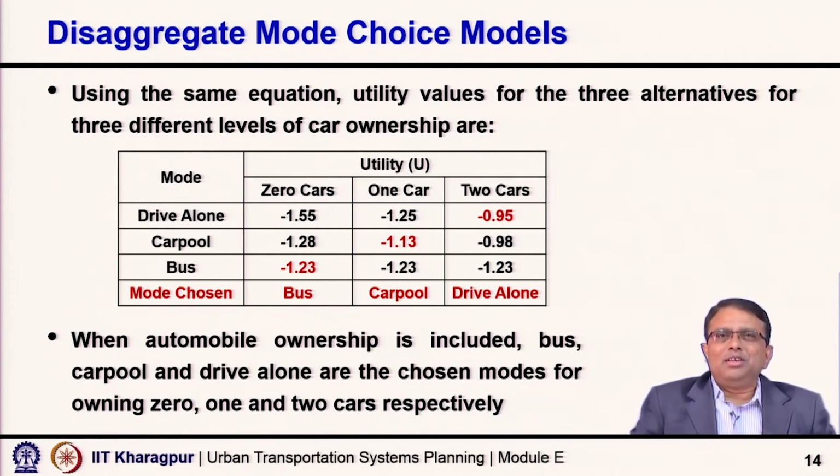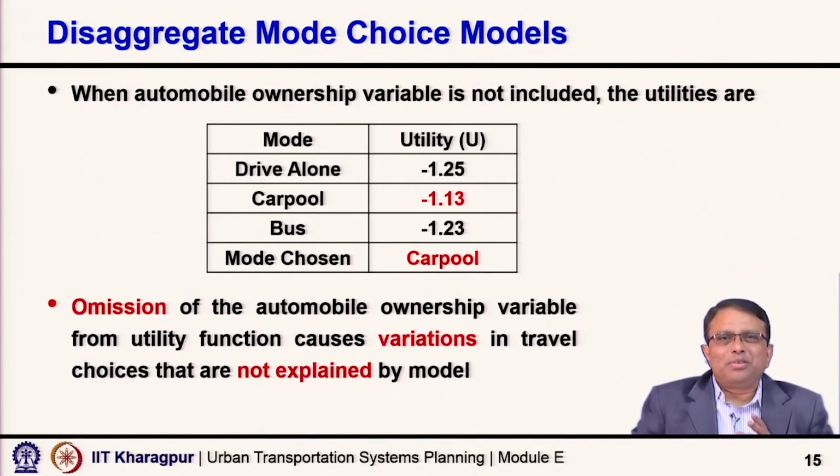So, the choice of mode, in this case as you see, depends on the car ownership, right. Now, just consider if I do not include this car ownership in the model. So, what happens? I will simply calculate my utility like this: drive alone minus 1.25, carpool minus 1.13, bus minus 1.23. So, I will say everybody who is having income of this and facing three options with this travel time, travel cost, all of them are going to use carpool.